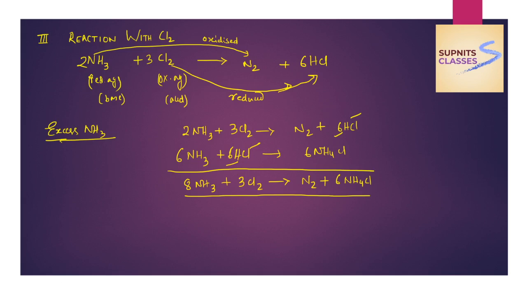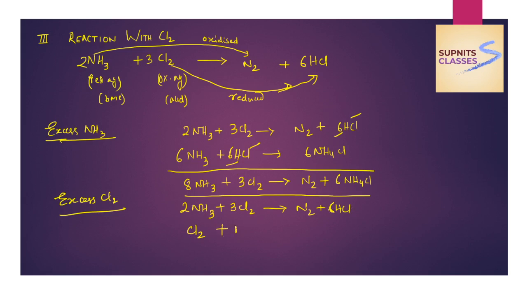Now what happens if you use excess Cl2? Okay, we will do that too. So first of all, let us write the primary reaction. The primary reaction is the same, 2NH3 plus 3Cl2 gives N2 plus 6HCl. Now you are giving excess chlorine. Excess chlorine will definitely not react with HCl, it will not do an acidic reaction with HCl.